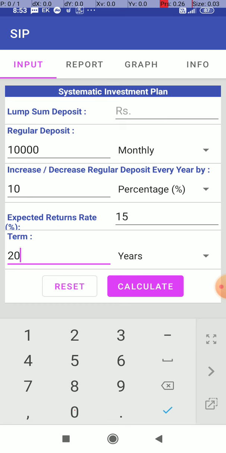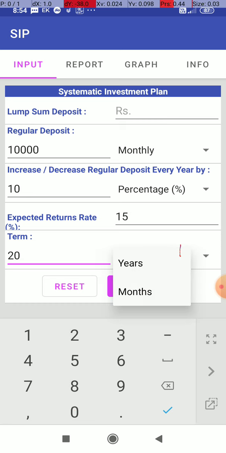So what we have done, we are investing 10,000 per month in the beginning, assuming that you have a salary of 1 lakh and 10% of that you are investing. If your salary is less or more, you can correspondingly increase the monthly amount. The percentage increase every year is 10%, assuming that you get 10% increase in your salary every year. Expected rate of return for your investment is 15%, okay? And the term period is 20 years. That is, you are going to retire in another 20 years, right? So if you are 25, you can retire at 45. If you are 30, you can retire at 50, and so on, okay?